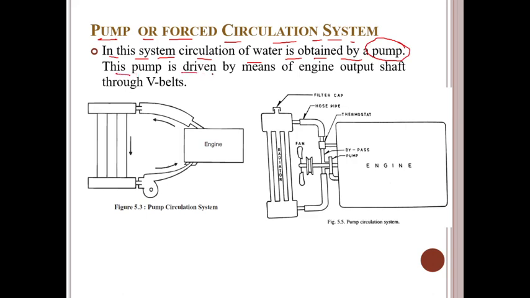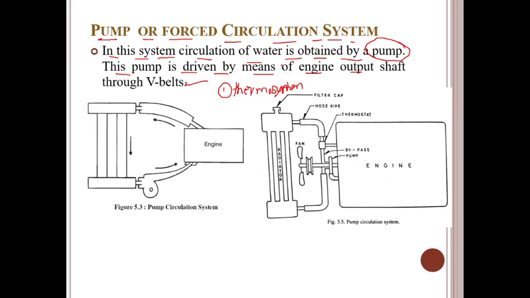This pump is driven by the engine output shaft through V belts; that is why it is called the pump circulation system. This system is similar to the thermosiphon system, with the only difference that the pump is used for circulation of the coolant and a thermostat is employed to control the flow of coolant.